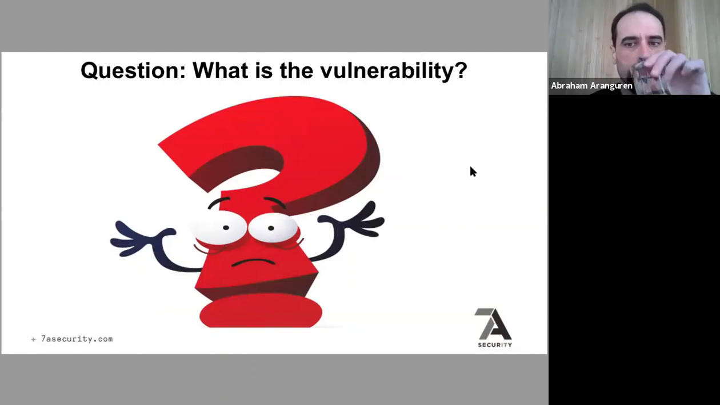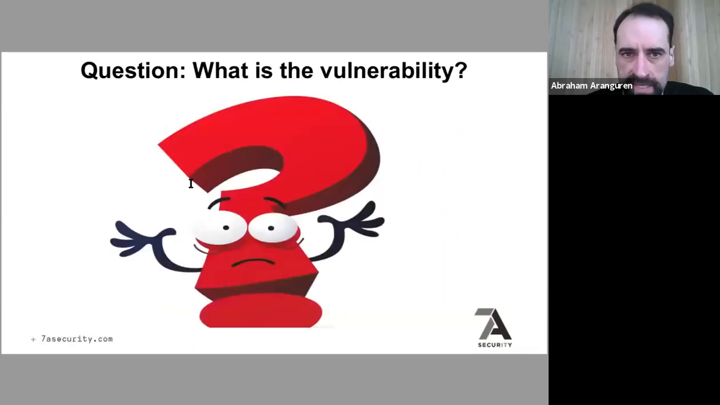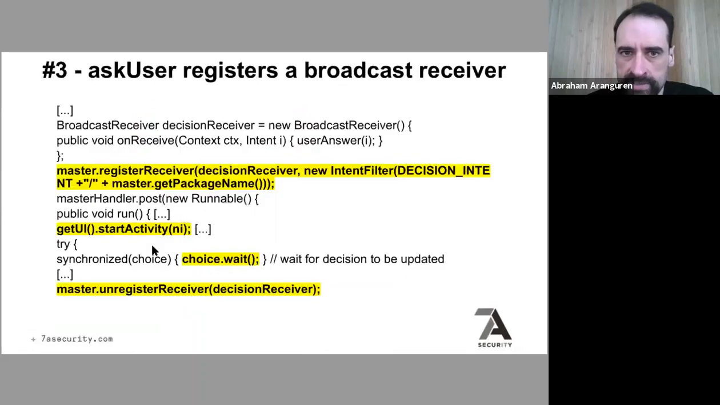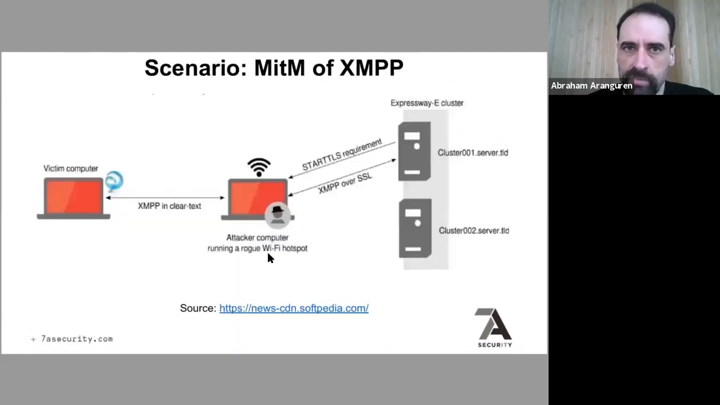Man in the middle, yes. So we have a man in the middle vulnerability, but this is a permanent man in the middle bypass, right? You could have a malicious application on the phone sending broadcasts like this, always answering to trust all the certificates. So it's going to say decision one and decision choice three. It's saying always, always, always trust, right? It's basically simulating that the user is always clicking on always. And whenever the receiver is registered during that window, this broadcast will be caught and processed. So the user will have no chance to say something else, because this is happening all the time in the background, right? So that'll be the mitigation.